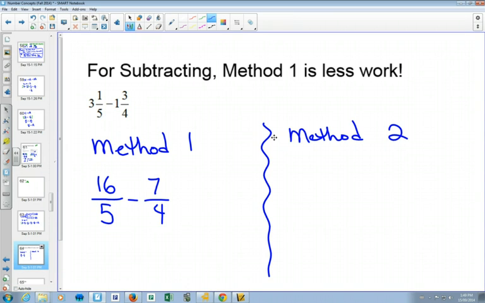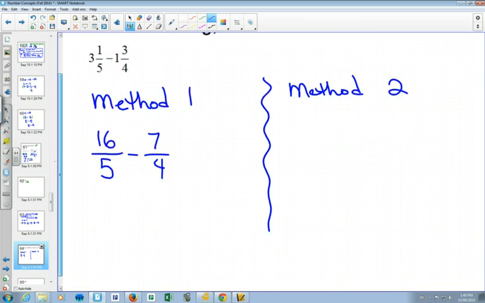Again, pieces are not the same sizes. We can't tell how many were eaten and find out how many are left until we're talking about the same size pieces. So we need a common denominator. And with 5 and 4, that would be 20. So the 5 times 4 is 20, so I have to do 16 times 4.